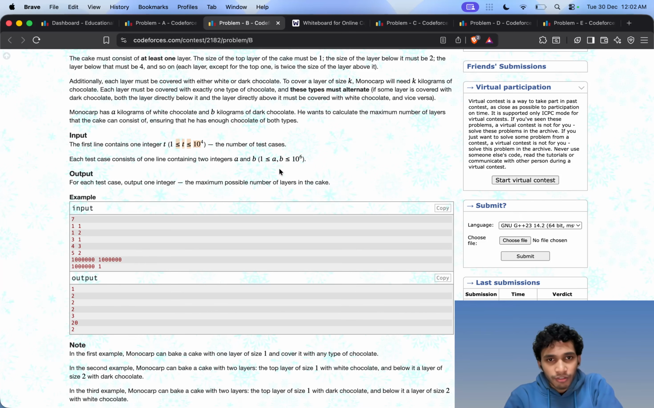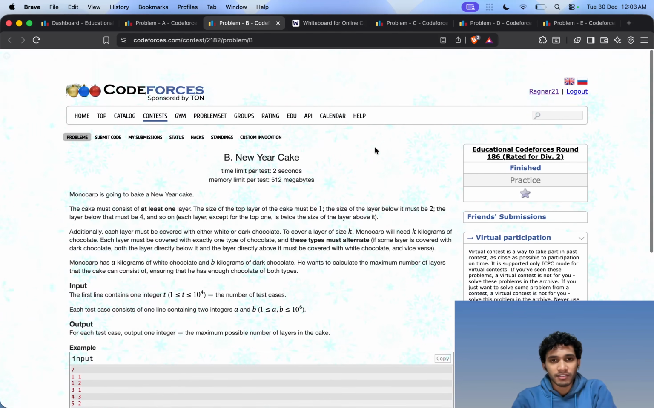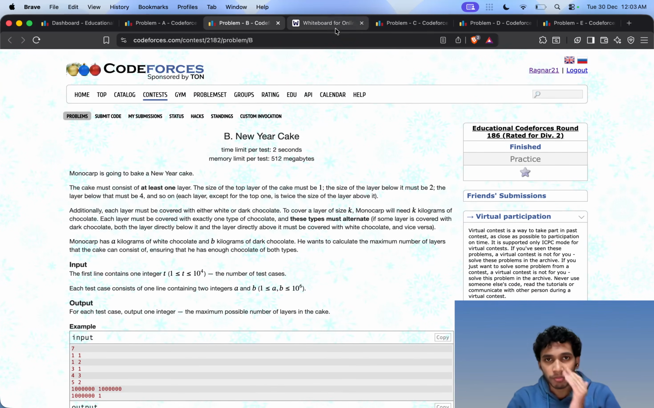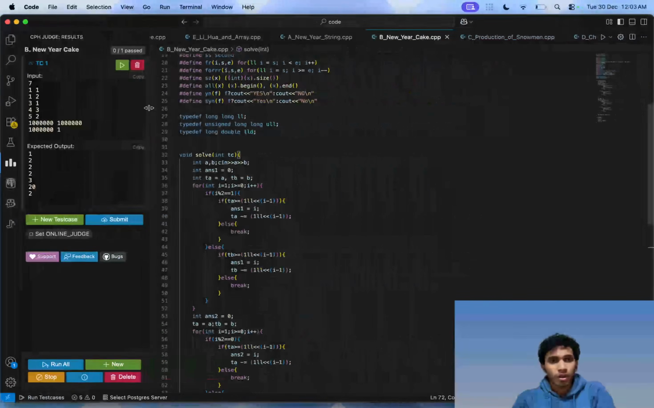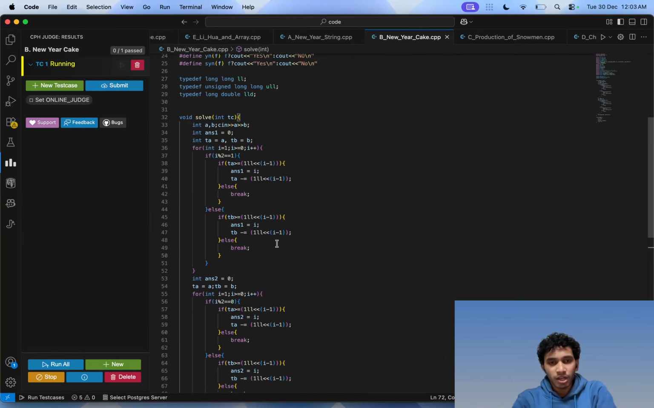All right, so t cross log of a, log of max of a comma b, log of 10 to the power 6. That will work for sure. All right, that is it. So this solution fits in our constraint. Let's move to the next problem for now. You can see that this solution passes as well.